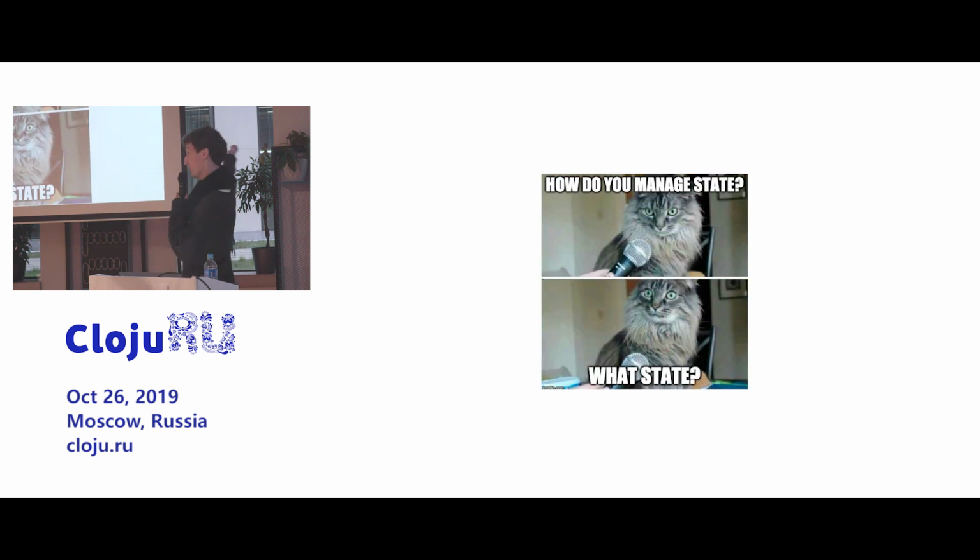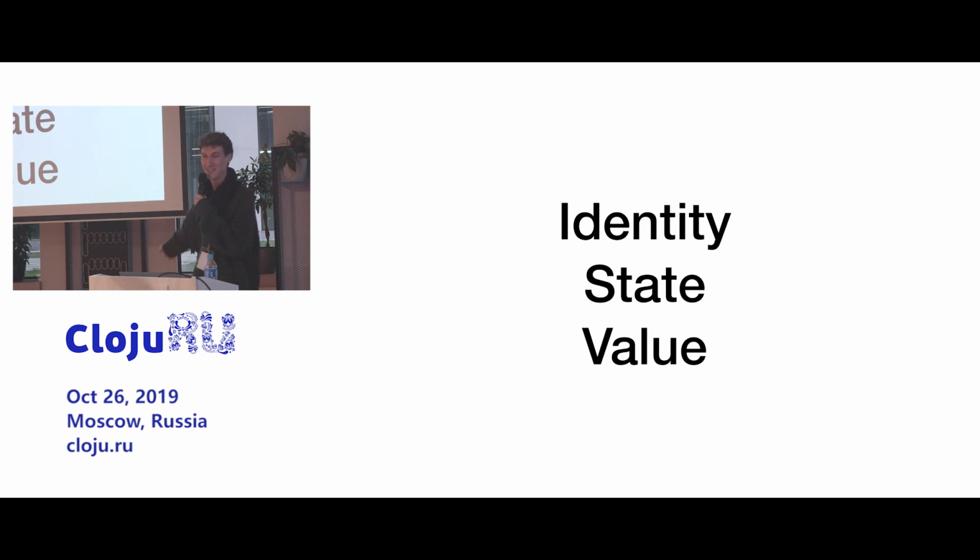So how do you manage state? We need to first understand what state is. We have these things: identity, state, and values. Identity is an entity which can have different values or states at different points of time. State is a set of values, and values, as we know, are immutable things. So we can think of an identity having different immutable states.